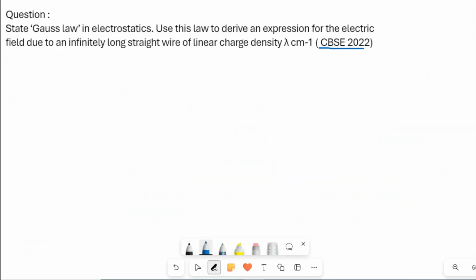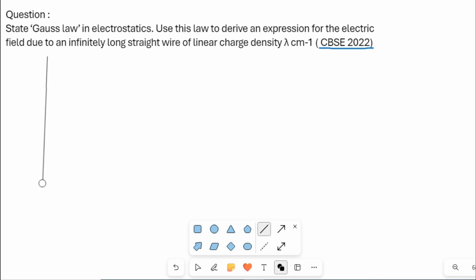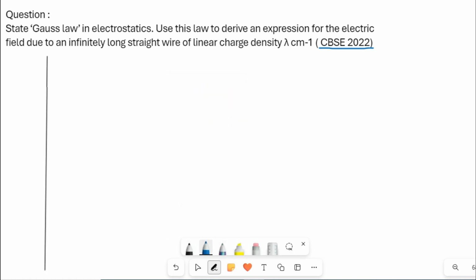Actually, the question starts with state Gauss's law, right? We have answered that one in many questions. Total electric flux over a closed surface is equal to 1 by epsilon 0 times the net charge enclosed. That we have to write as the statement first. After that, we have to start this derivation.